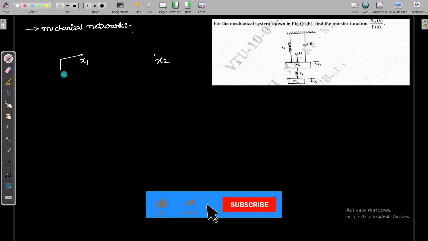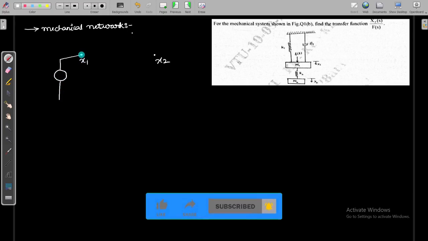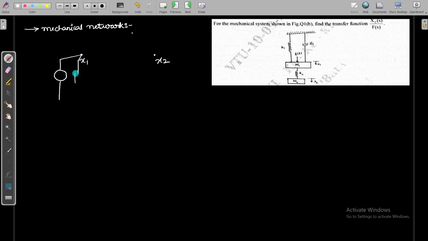So we will take the force. First the force will be connected, then one mass is also connected, which I have connected like this. After that there will be a spring constant, one spring, and after that a damper coefficient here. So these are the different elements connected for x1 to the reference point.